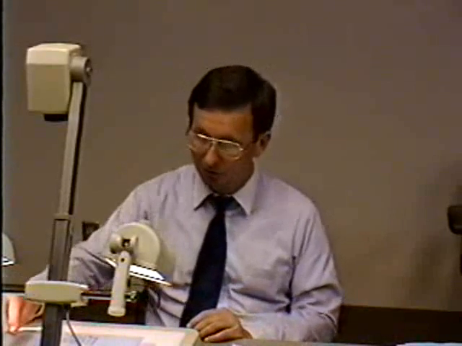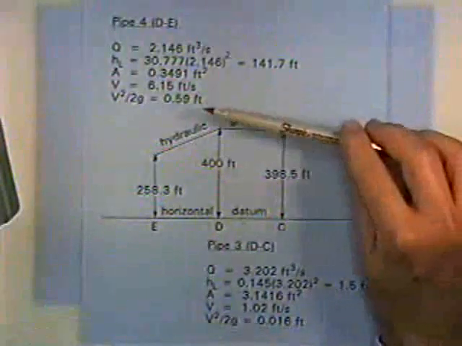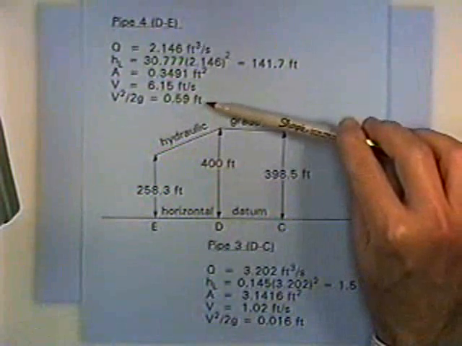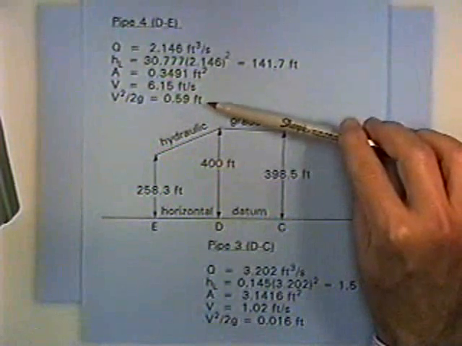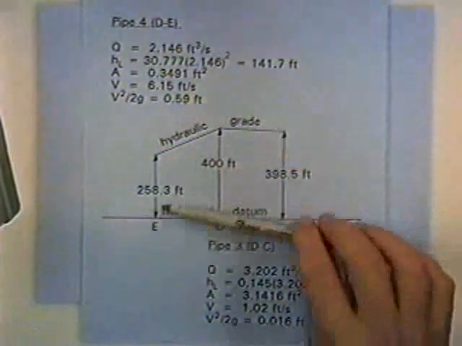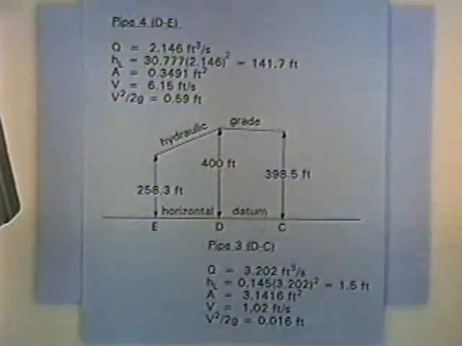And to illustrate that for this system, I went ahead and computed the velocity heads. The velocity head in pipe 4 comes out to be 0.59 feet, which is relatively small compared to the total heads we're talking about. The velocity head in pipe 3 comes out to be 0.016 feet, which again is very small compared to the total heads.